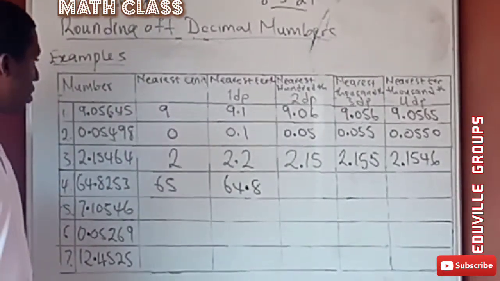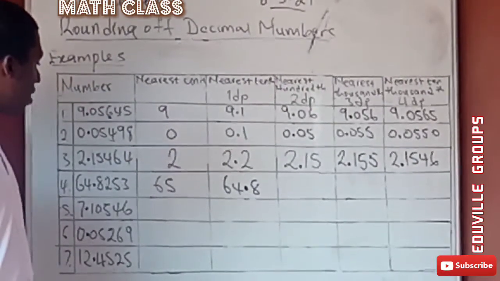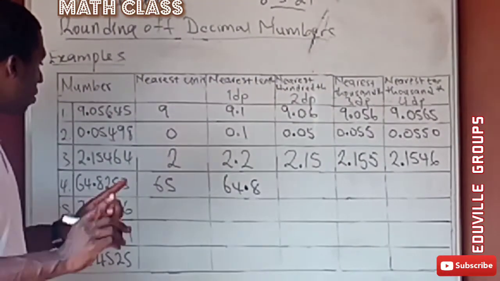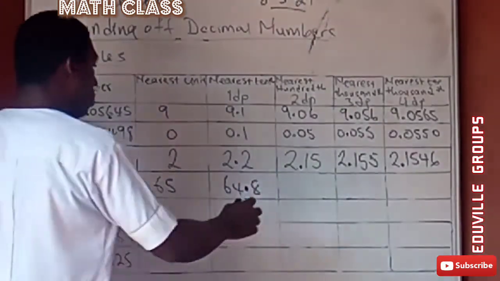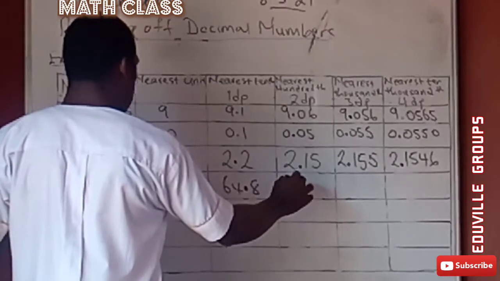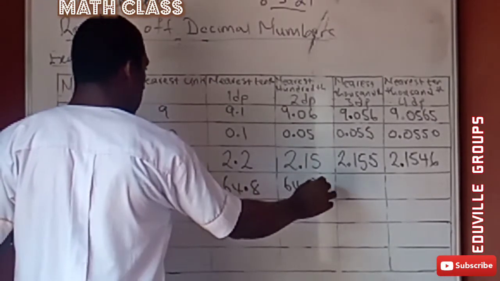2 is our rounding digit. The next number there is what? 5. And it is up to 5. It's exactly 5. Therefore, we are adding 1 to 2. So our answer is going to be 64.83.